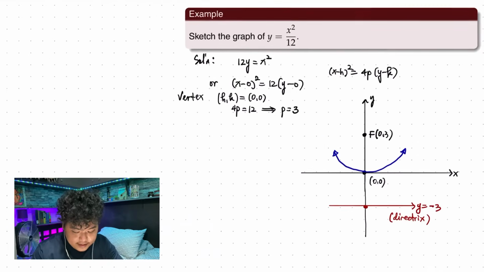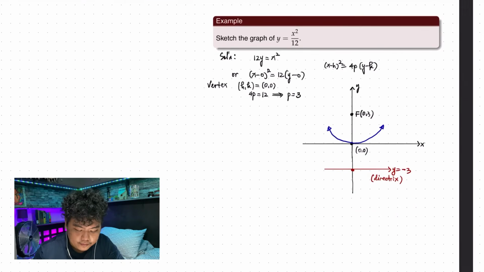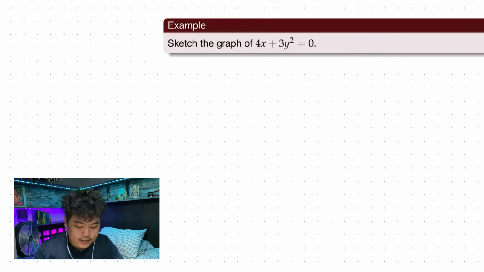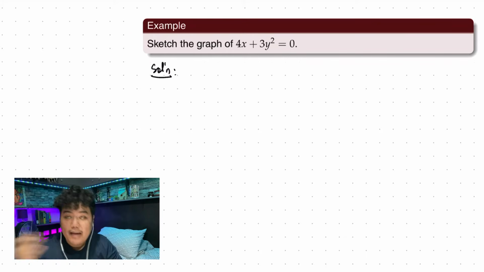Ayan, yan na ang ating sketch for the first example. Punta tayo sa next example natin. Let us sketch the graph of this parabola. Actually, from the equation pa lang, malalaman mo na parabola siya.